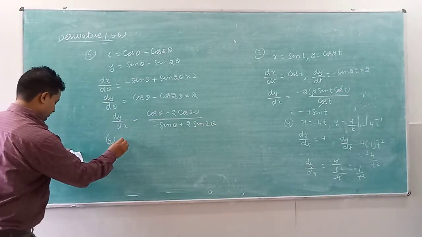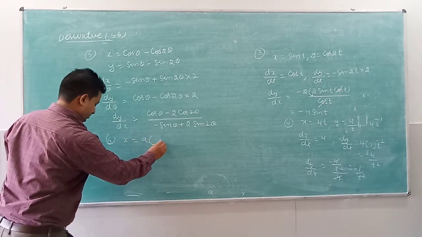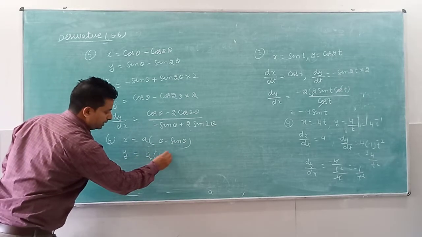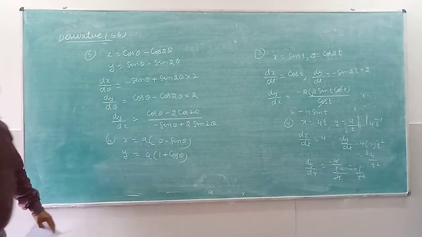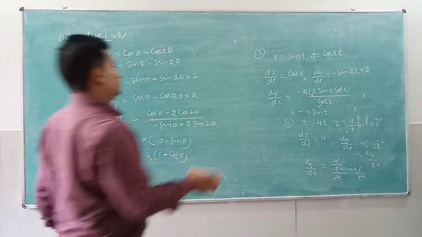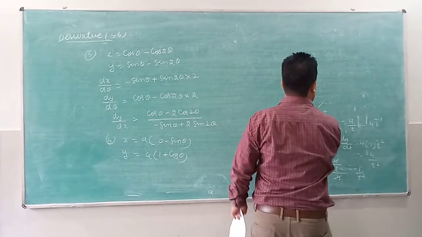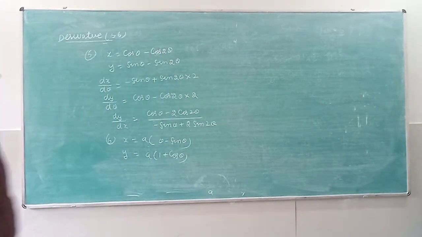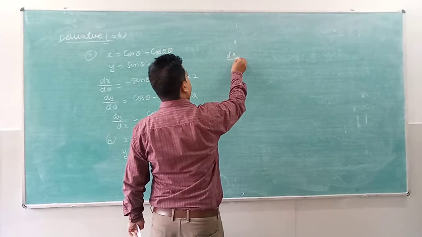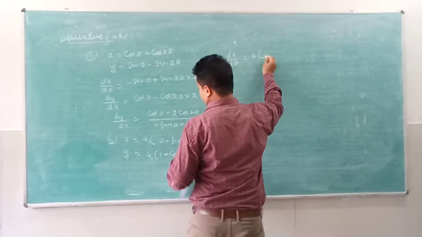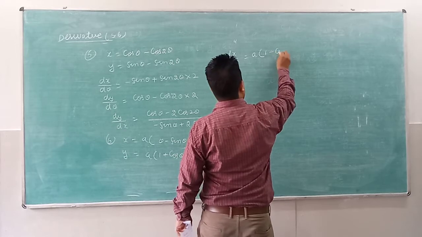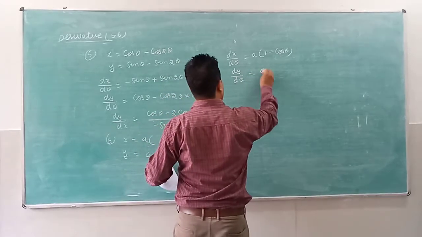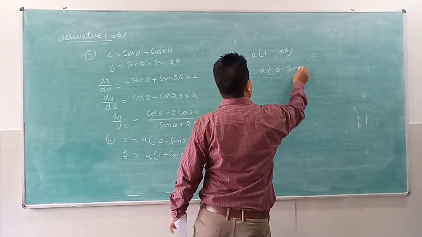In question number 6, the statement is x is equal to a (theta minus sin theta) and y is equal to a (1 plus cos theta). In this question, first we find dx upon d theta, then dy upon d theta. For dx upon d theta, a is as it is, the derivative of theta is 1 and of sin theta is cos theta. Same, dy upon d theta is the derivative of 1, which is 0, and of cos theta, which is minus sin theta.